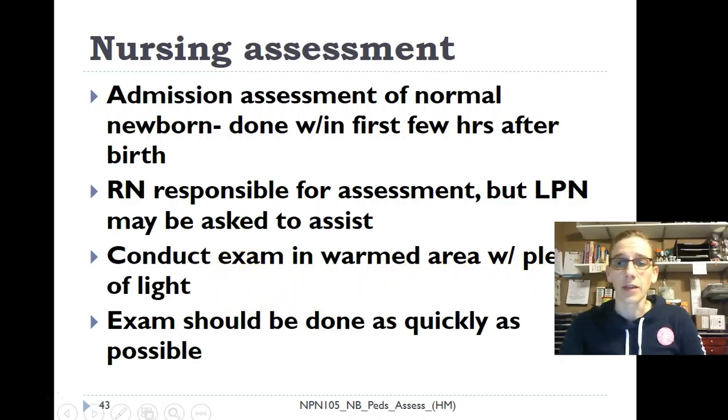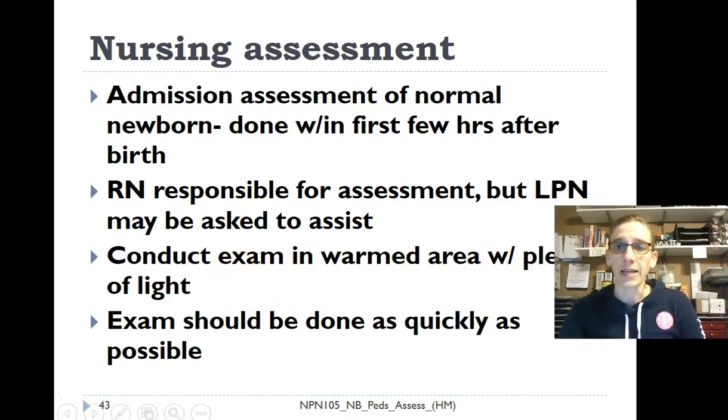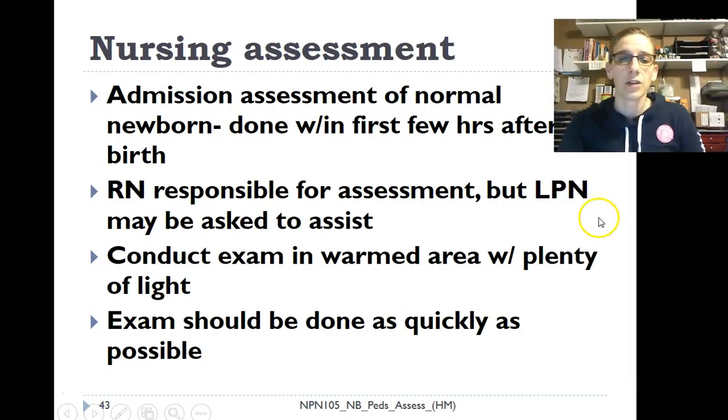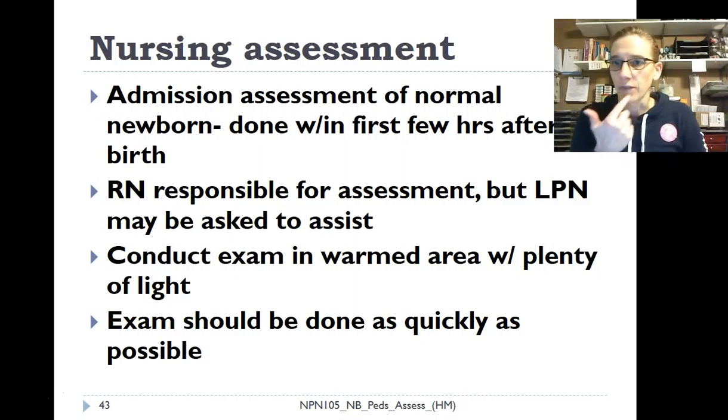The RN is responsible, but the LPN may be asked to assist. You conduct an exam in a warmed area with plenty of light. You cannot do a very good assessment if the light is really dim. You can't tell if they have circumoral cyanosis, so if they're blue around the mouth or lips. You can't tell how much acrocyanosis they have, which is blue hands and feet, if you are in a really dimly lit area.